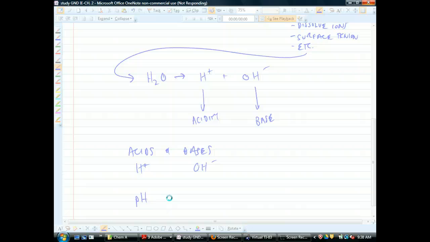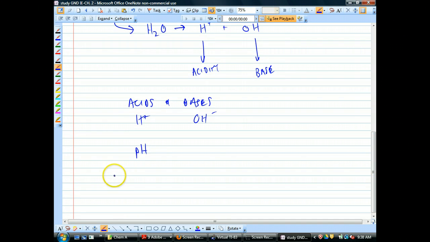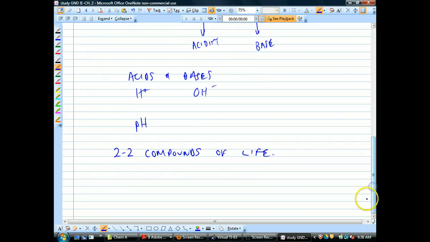Okay, so pH. Section 2-2 is called the compounds of life. And under compounds of life, basically it talks about carbon and why carbon's special. One of the main reasons is that it forms 4 bonds. All right. So because it can form 4 bonds, it means it can make a lot of different kinds of compounds.